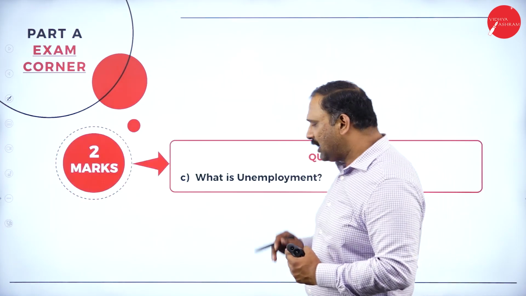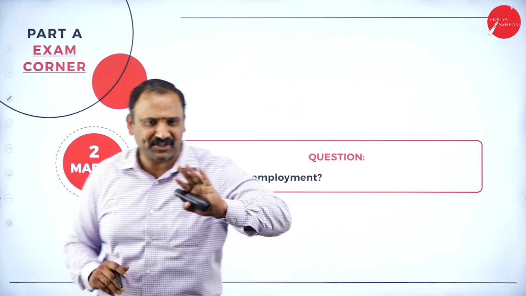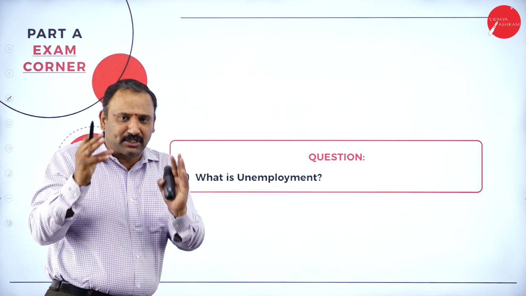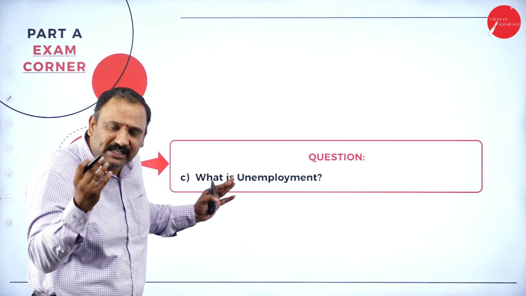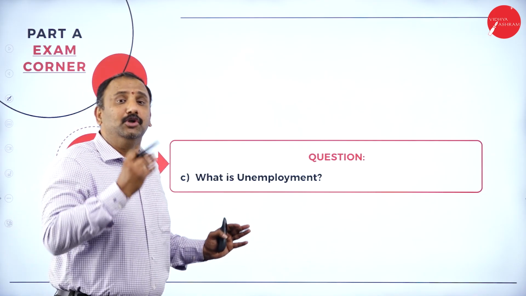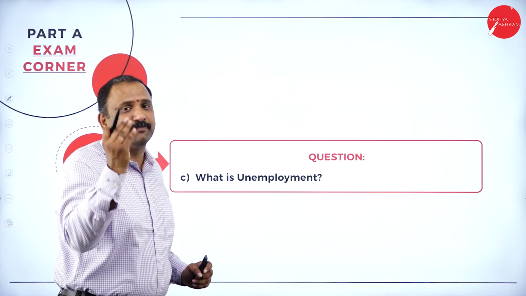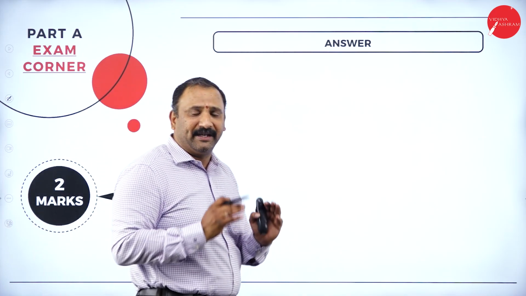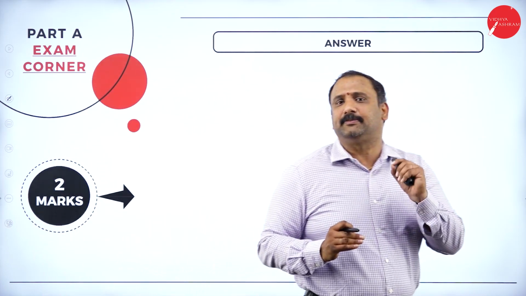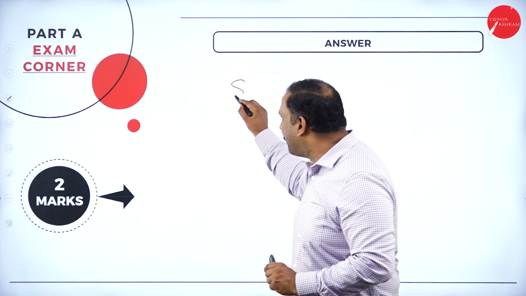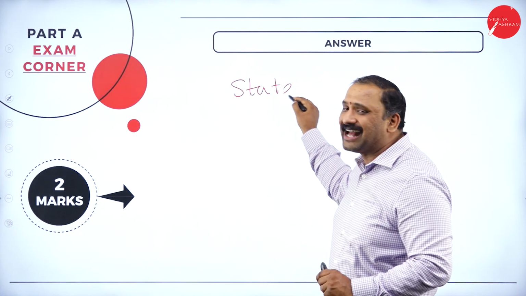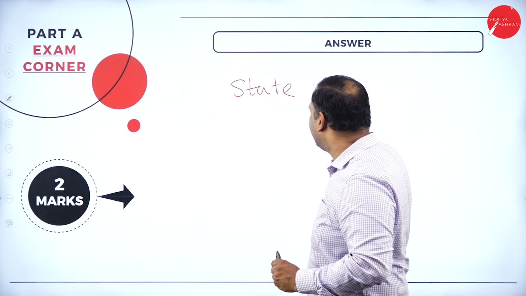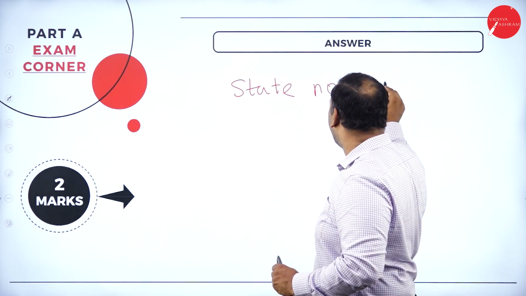Moving on. What is unemployment? Now look at the question itself. It's a very, very generic question. You don't have to think so much and you don't have to reproduce the same textual matter here. You can probably write in your own words, but a sentence should be meaningful in nature. So what is unemployment? Unemployment in economics means a state where a person is not having any job or not having any income. A state where there is no income altogether.